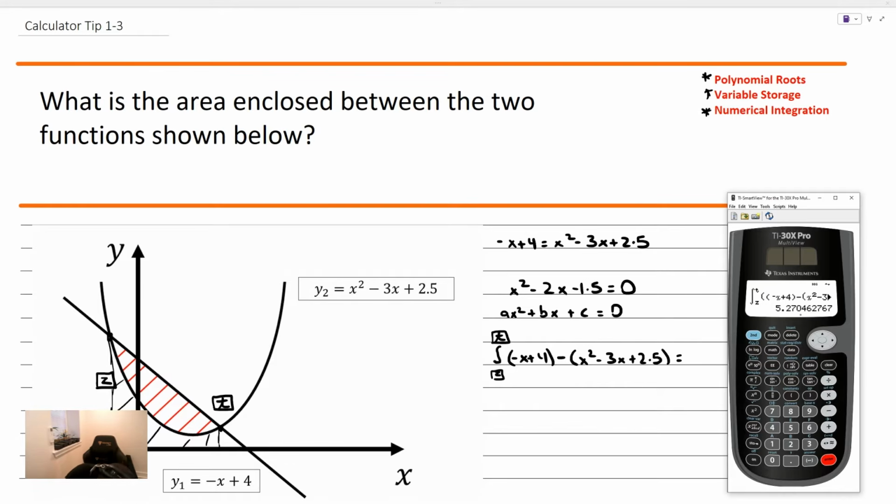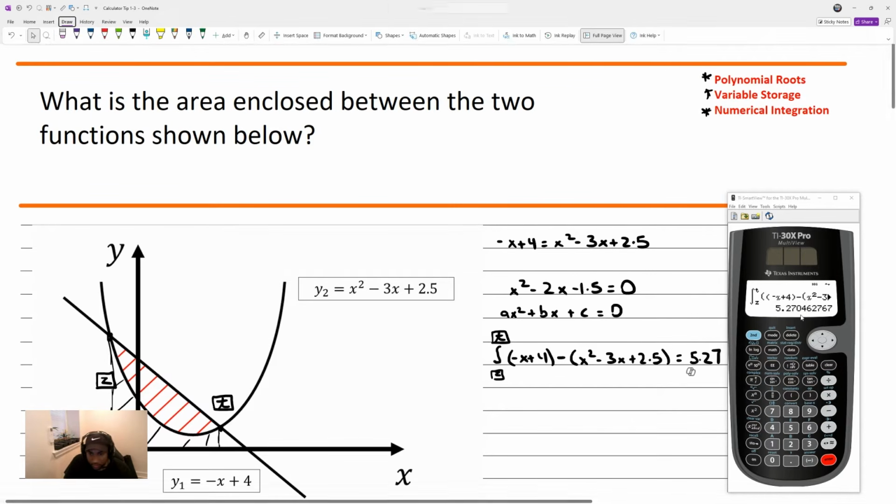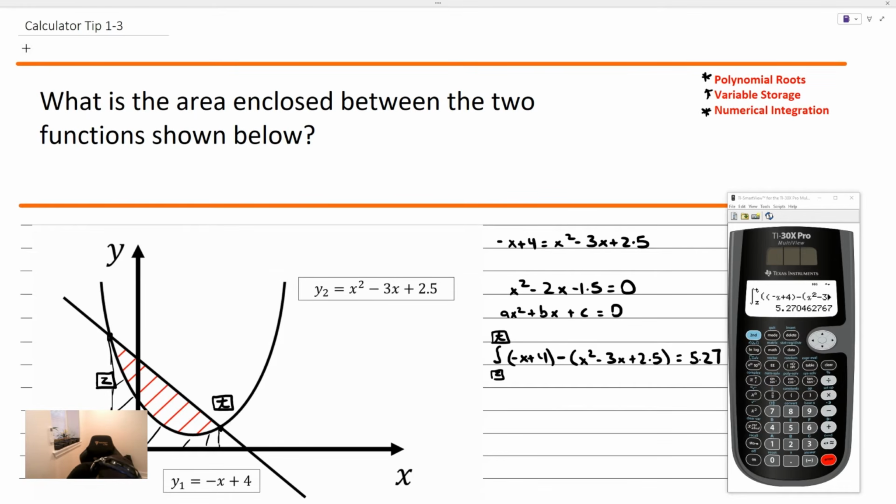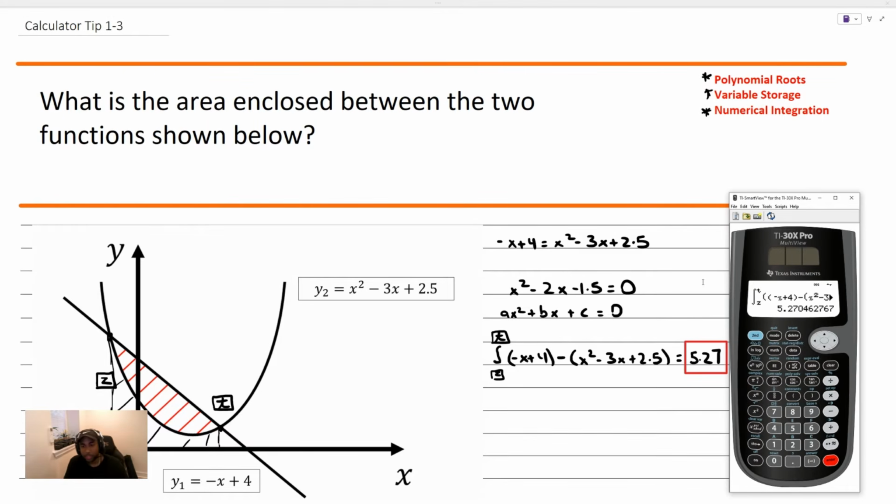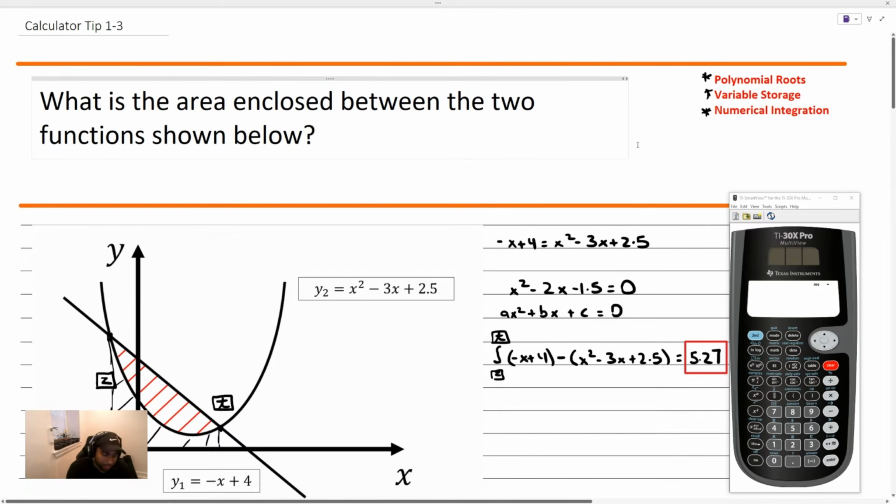Final answer is going to be 5.27 is the solution. And we really didn't have to write down much, right? That variable storage is super powerful. And if you can get comfortable with it, it could save you a lot of time writing down unnecessary information. So we got 5.27 for the upper one. We went through these 3 tips here. Clear our calculator and move on to the next problem.